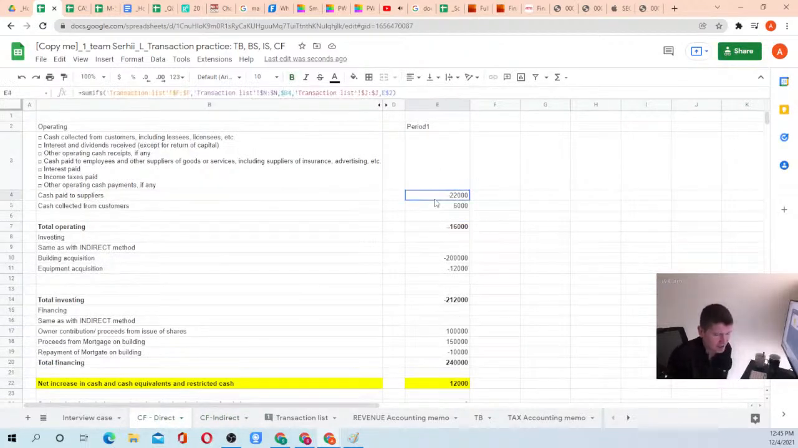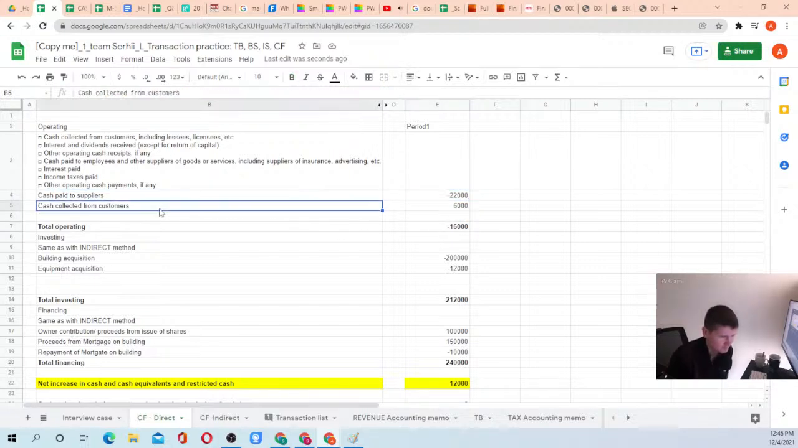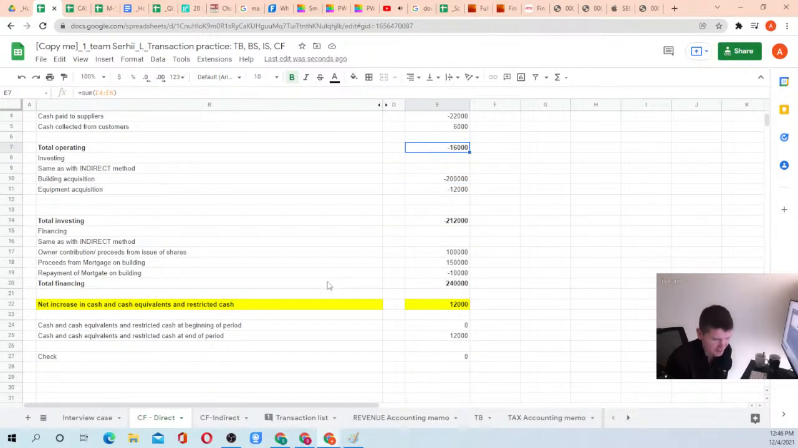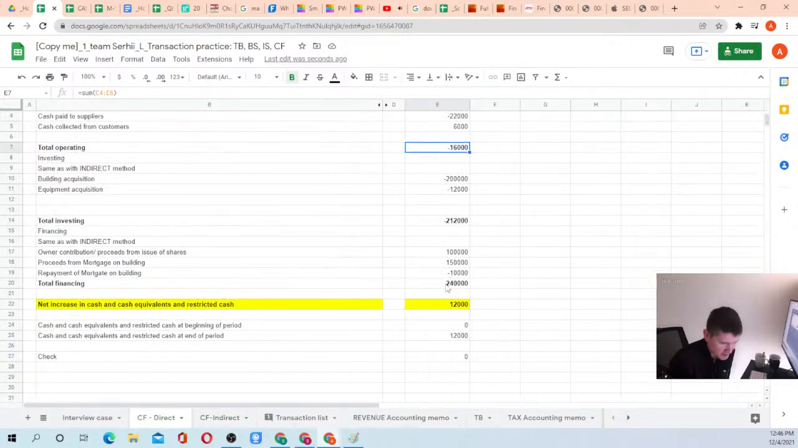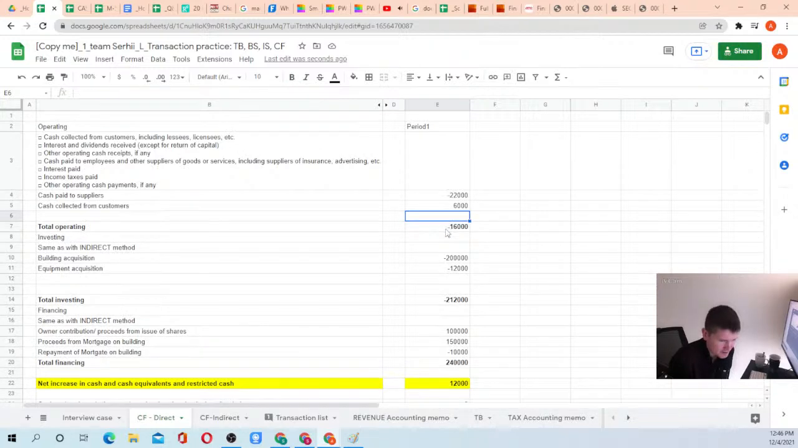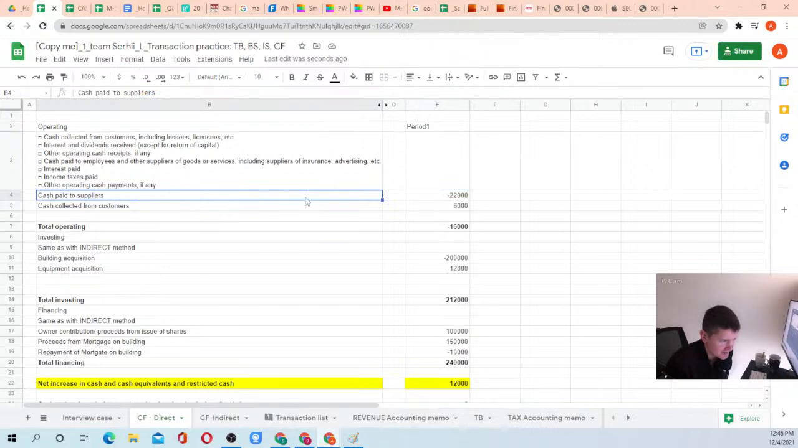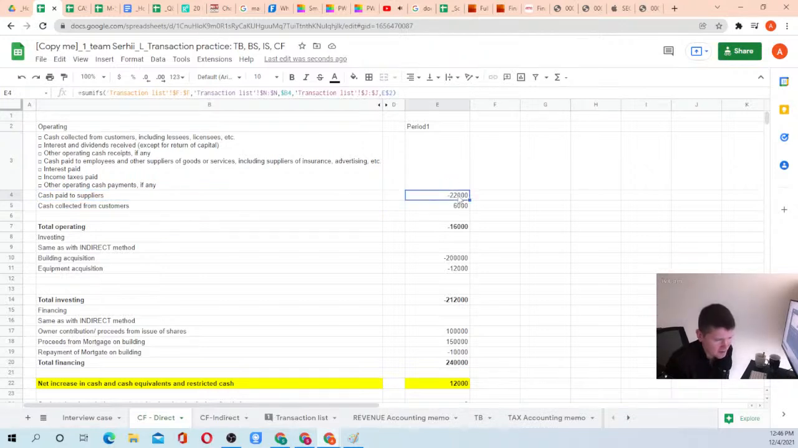We did direct method by looking directly into the transactions. And we also did an indirect method and we obtained the same result, $16,000 outflow. It's here. So in the direct method, we see that we paid suppliers $22,000 and we collected from customers $6,000.